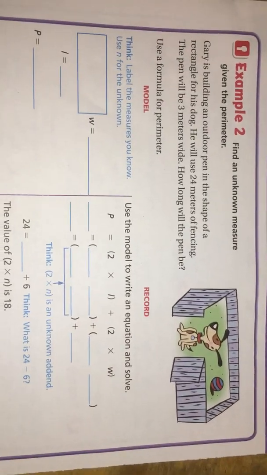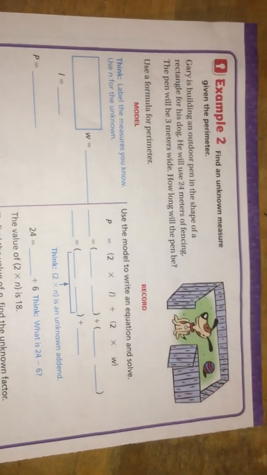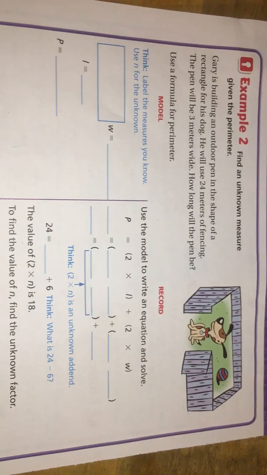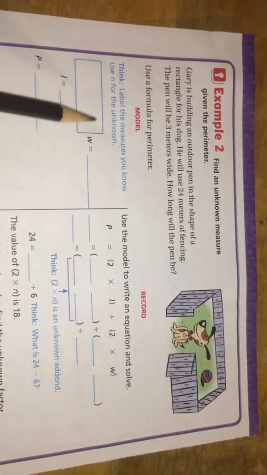All right, and it says now find the unknown measures. It's given the perimeter. Oh, what is the perimeter? We've got to remember what that is. Let's go ahead and start this one right now. So first and foremost, they've given us the model. Label the measures you know, use n for the unknown.